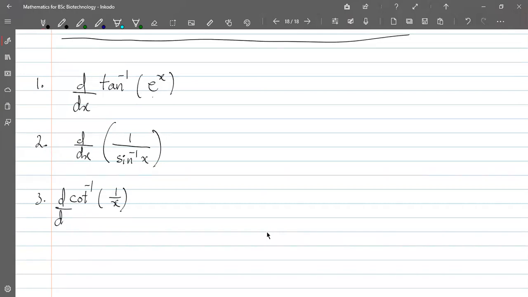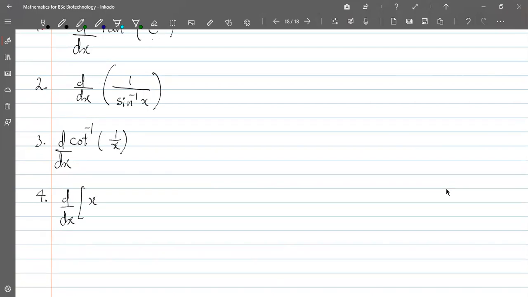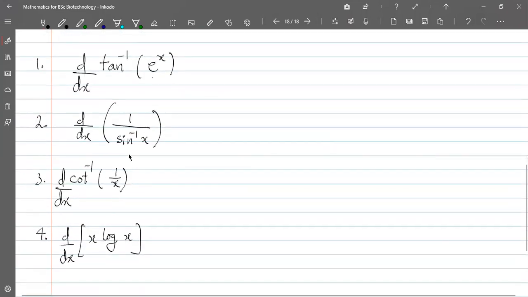Yeah, so this one's derivative of cot inverse of 1 by x, and we know how to differentiate log as well. So let's try that. Derivative of x times log x. Okay, so we'll try these problems later. You can try them as exercise, and maybe in the next hour we'll solve one or two of these.